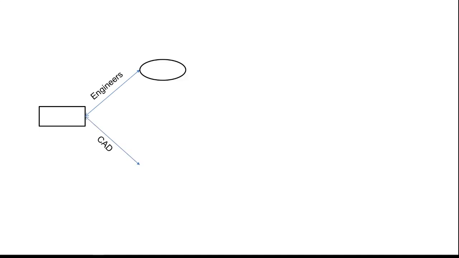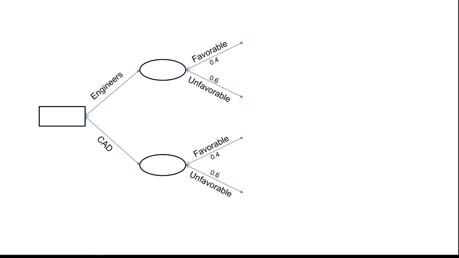Now, if we use engineers, the two possible outcomes are that the market could either be favorable or unfavorable. In this case, the market is favorable with a 40% probability, compared to a 60% probability for an unfavorable response. Whereas if you use the CAD system, the possible outcomes are exactly the same, so I can just copy that down there. So the tree structure looks something like this.